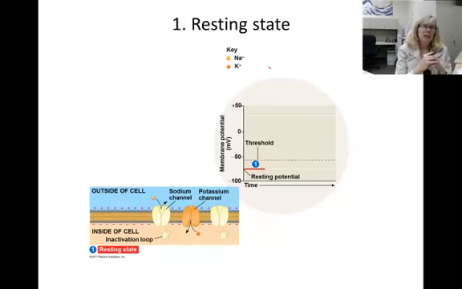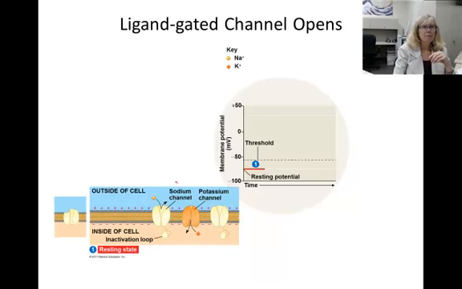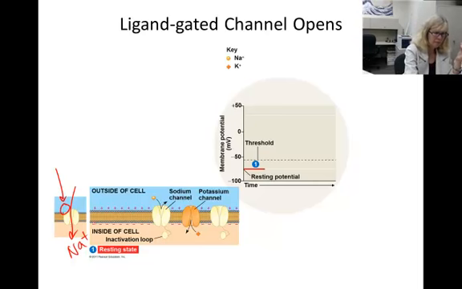Now let's follow the phases of an action potential. When the membrane is at its resting potential, all of these channels are closed, and the membrane is at its normal minus 70 millivolts. If a neurotransmitter comes and binds to the ligand-gated channel, causing it to open, and in this case, let's say sodium rushes in, then this causes the membrane to become less negative inside, to about minus 50 millivolts.